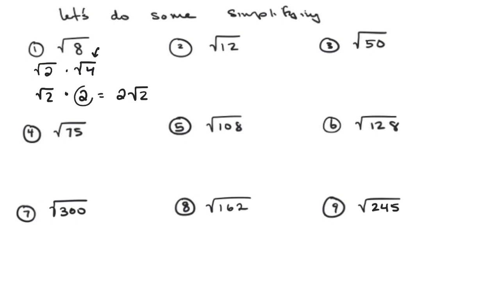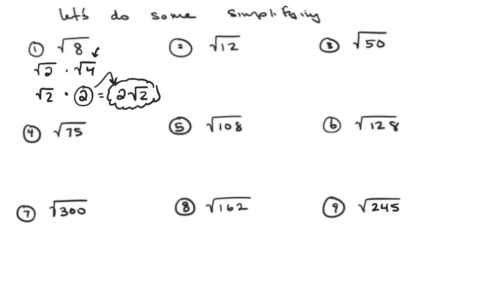Now notice I took this 2 and I plopped it out front. The reason I plopped it out front is because this is the standard way of writing a simplified radical in exact form. When you have a radical left in the answer, we write the radical after the whole number. All right, so number 2.